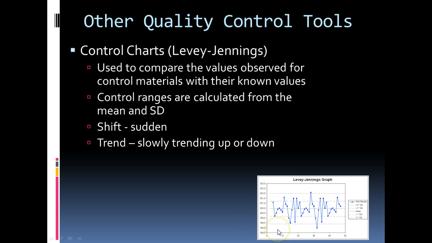A shift would show a sudden change. All of a sudden you're going along happy and then boom, everything comes up high. A trend is when it just starts slowly going down or slowly increasing. Things that could cause a trend that I've noticed is as your QC or your reagents get old, towards their expiration date, they'll start creeping out on you.